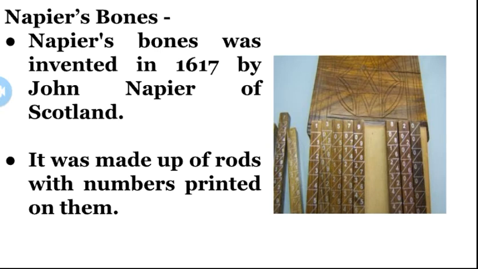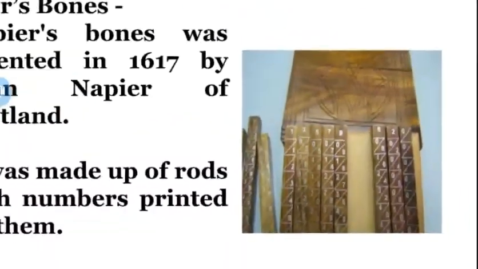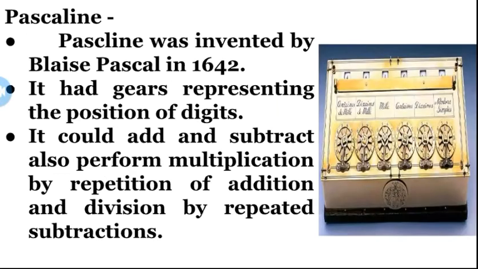Napier bones. Napier bones was invented in 1617 by John Napier of Scotland. It was made up of rods with numbers printed on them. Students, you can see the picture. This picture is given in your book also. If you don't have it, you can watch the video again.